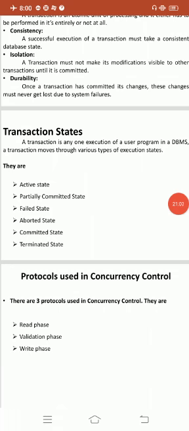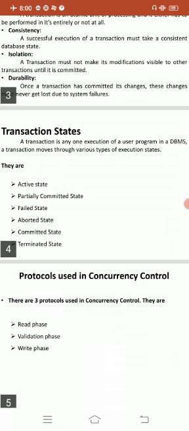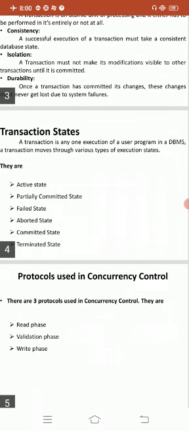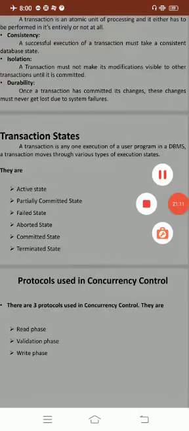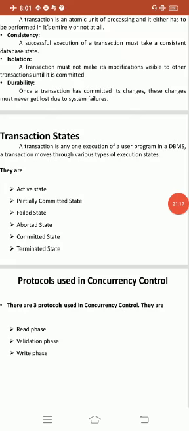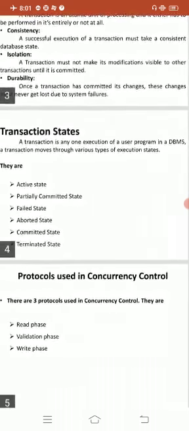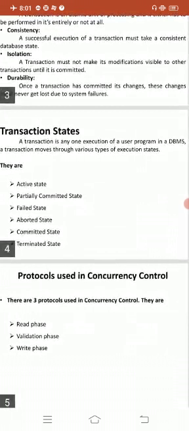Next, the last one is called the terminated state. So what is meant by terminated state? The terminated state corresponds to the transaction leaving the system.